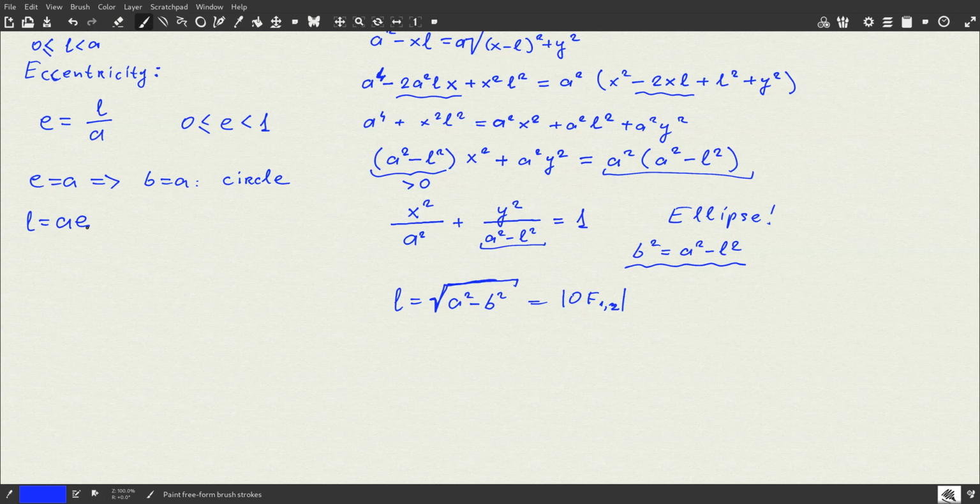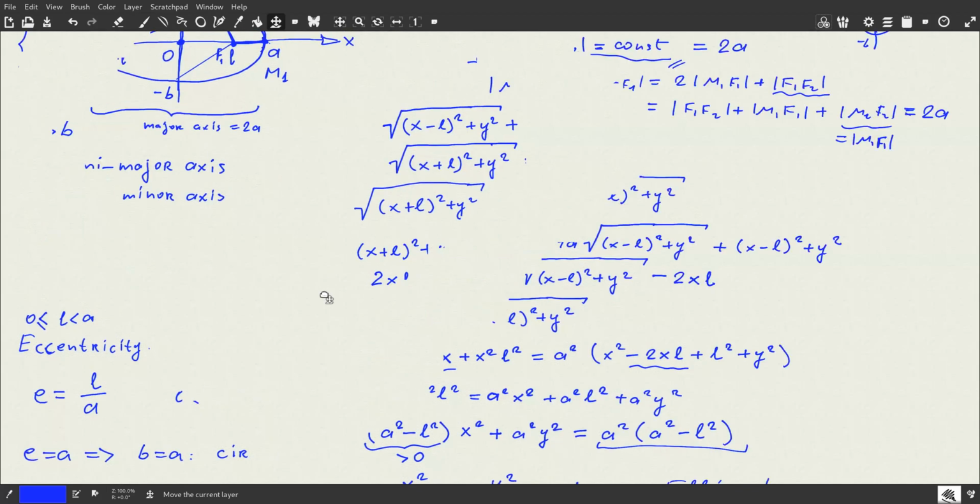From this, we immediately see that b squared equals a squared minus a squared e squared, which equals a squared times (1 minus e squared), and therefore b equals a times the square root of 1 minus e squared. So that's the relationship between the minor and major semi-axis of the ellipse and its eccentricity. So far so good.